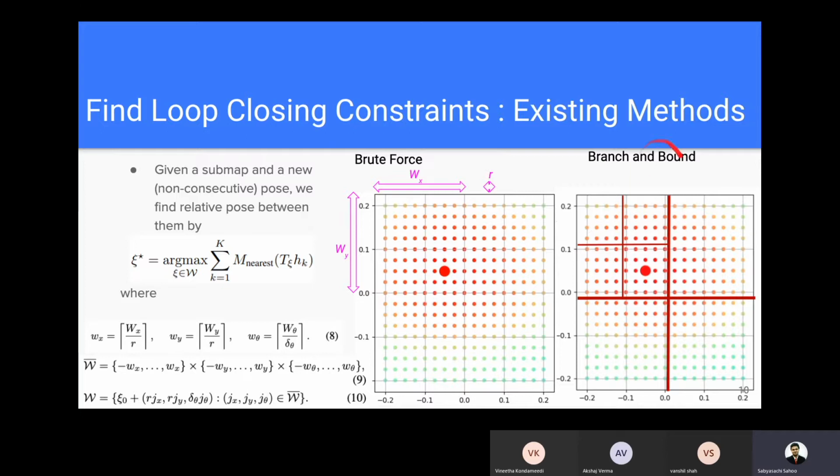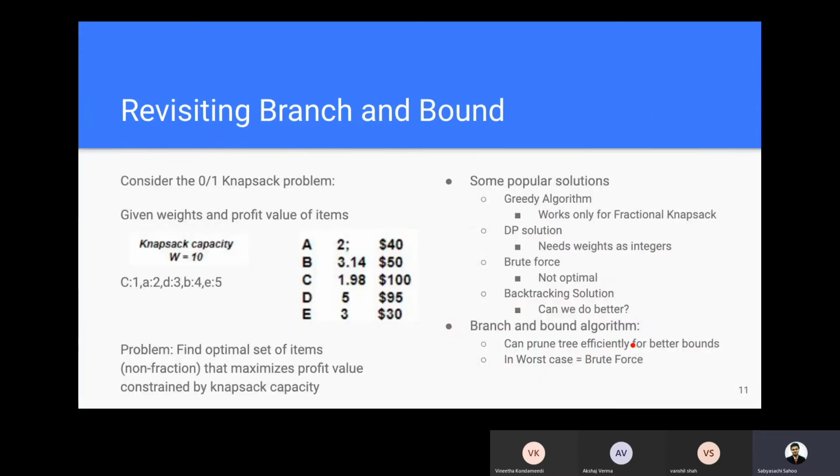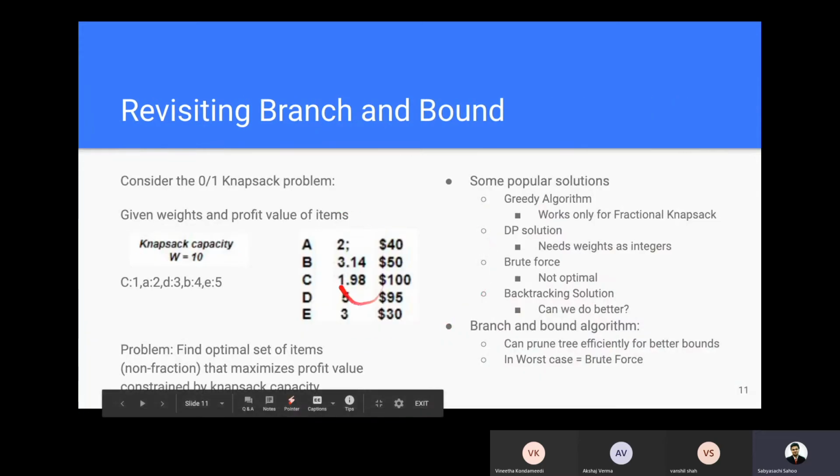So the solution given by branch and bound is exactly the same as the solution given by brute force, but in practice branch and bound can be way faster. We'll see that, based on some bounds, it decides not to look at some of the partitions or some of the places. Similarly here, we'll see not to look at some of the places.